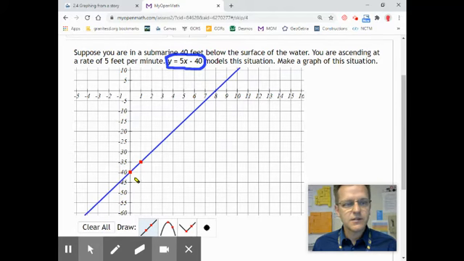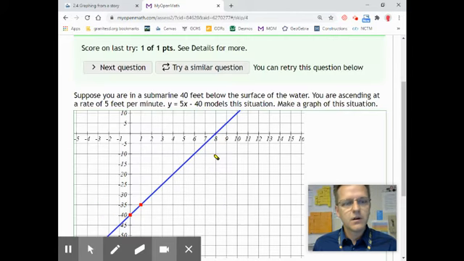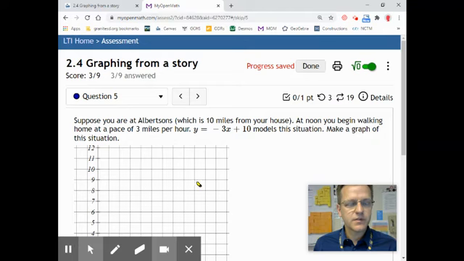So let's go like this. So you're starting 40 feet down and you're coming up 5 feet per minute. So this means that after 8 minutes, you'd have reached the surface. Cool. Let's go on to the next one.